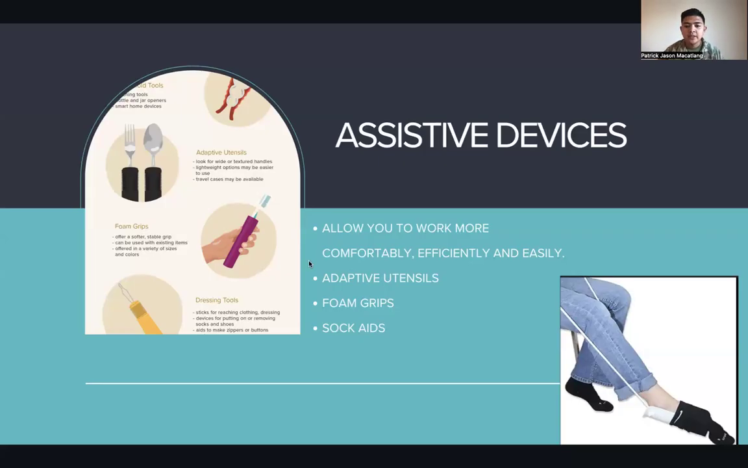Sock aids. A sock aid is this one in the picture. Pulling on your socks or compression stockings might be challenging with RA. Consider the sock aid with foam handles, designed to help make the process less painful, especially with the inflammation on the joints of your fingers.